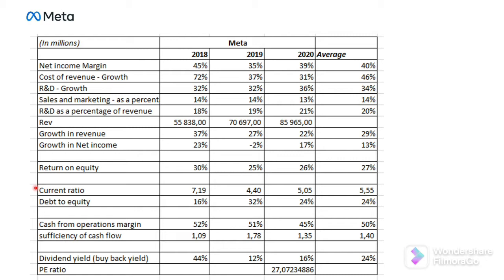Now, the current ratio, as a simple example, is basically how much current liquid assets you have compared to short-term current liabilities. So it's basically short-term assets to short-term liabilities. For each short-term liability, how much short-term assets do you have?